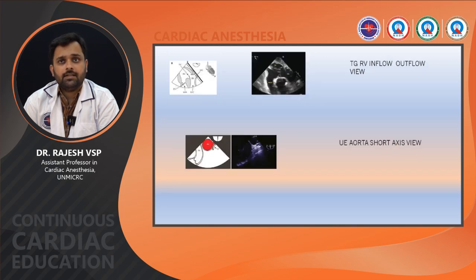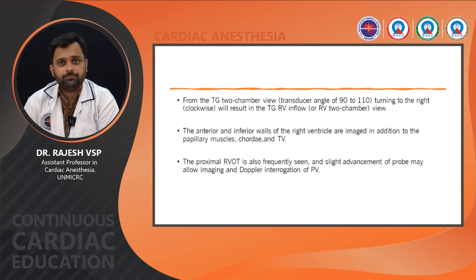The next one is transgastric RV inflow-outflow view, where we can see both tricuspid and pulmonary valves. And the other one is upper esophageal aorta short axis view, where you can see aorta in the short axis and pulmonary artery, main pulmonary artery in the long axis. Here sometimes we can even visualize RPA but not LPA.